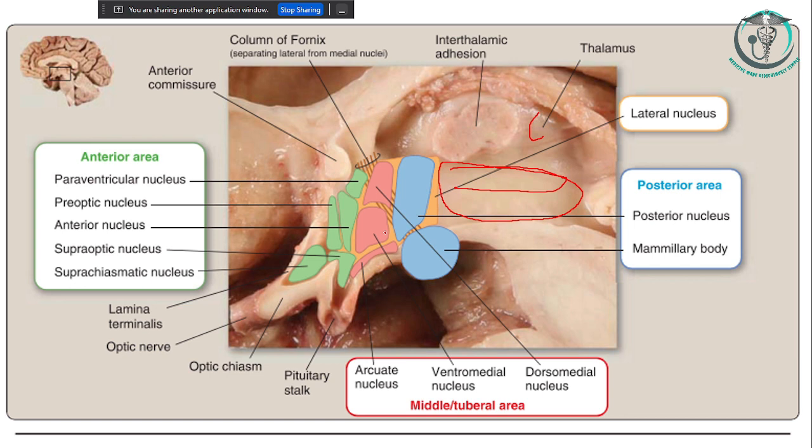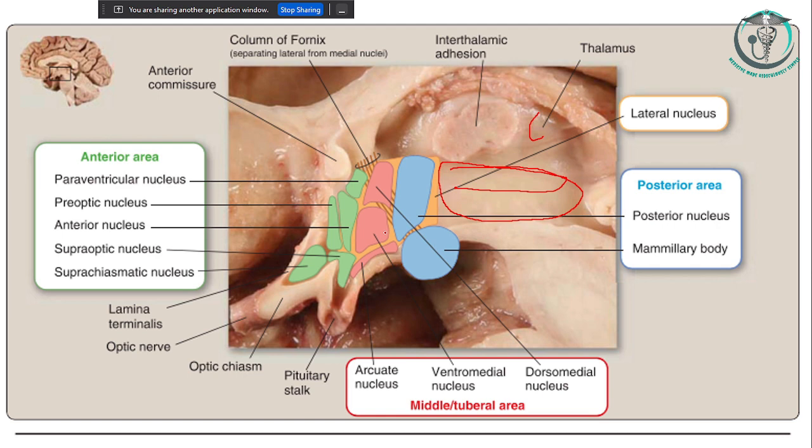But if you have a cluster of the soma bodies outside the central nervous system, we call it a ganglion. So those ganglions we've been talking about are also a cluster of soma bodies of neurons, but they're outside the central nervous system, so they are called ganglions. Now, the hypothalamus, because it's part of the central nervous system, has clusters of soma bodies. These soma bodies are what make up what is known as nuclei.